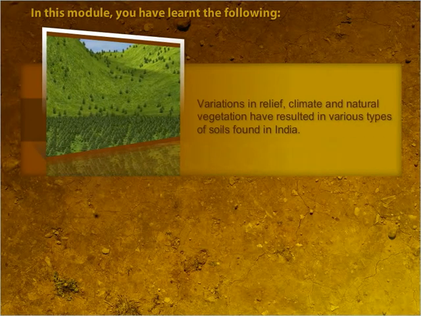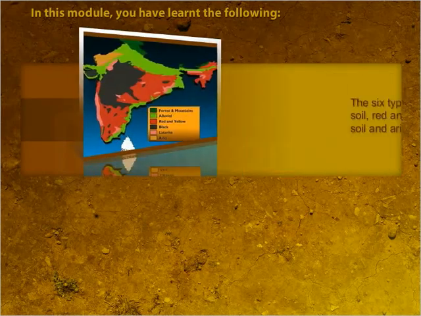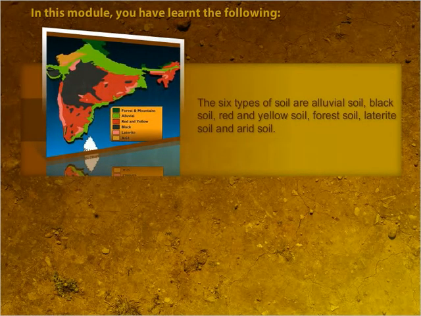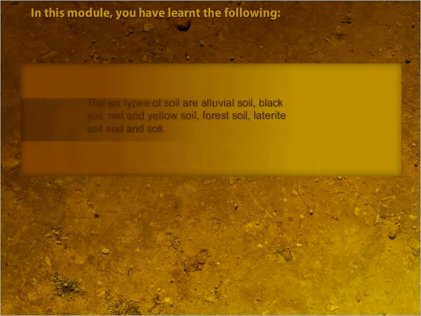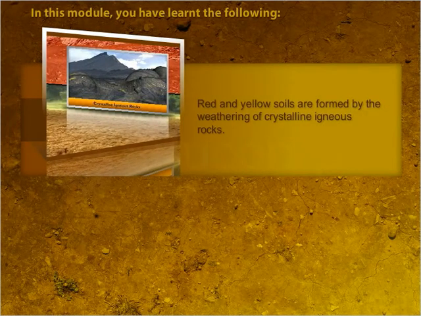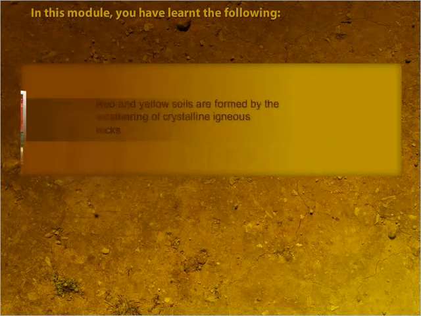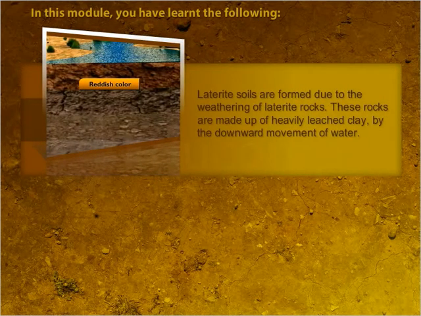Variations in relief, climate and natural vegetation have resulted in various types of soils found in India. The 6 types of soils are alluvial soil, black soil, red and yellow soil, forest soil, laterite soil and arid soil. Red and yellow soils are formed by the weathering of crystalline igneous rocks. Laterite soils are formed due to the weathering of laterite rocks. These rocks are made up of heavily leached clay by the downward movement of water.